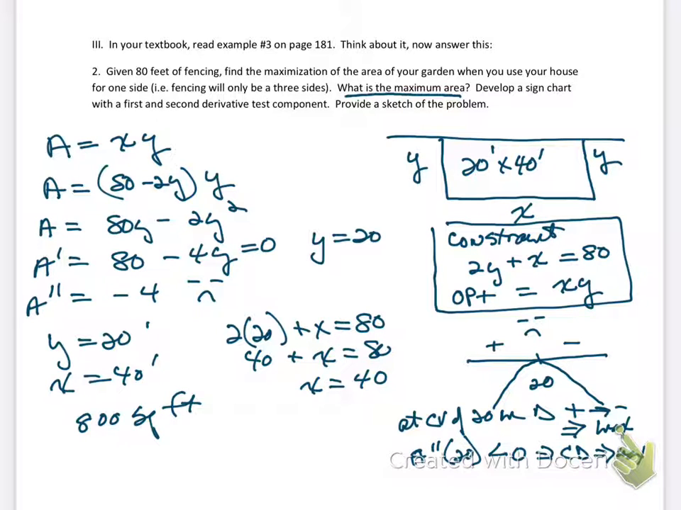Now, the next problem is kind of interesting. The next problem we're going to do doesn't constrain you to use your house as a wall. It allows you to have any shape you want for your garden. Okay, so we have the same fencing, but the question is, what will our shape look like then? So let's do that on the next page.